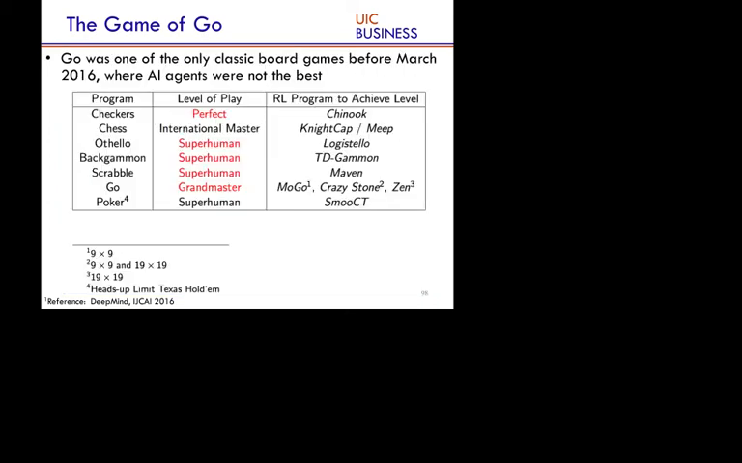It was one of the only classic board games, of course this needs a qualifier, but it's one of the classic board games before 2016 where AI agents were not the best. So AI agents were not able to compete with humans. That's what it basically means. For all the other games, you have AI agents which perform really well. In fact, here we have just listed the RL agents which can perform really well. For example, for chess, you may remember, I think it's called Deep Blue. Deep Blue is an agent which can be superhuman. The RL based agent is not superhuman, it's international master level.